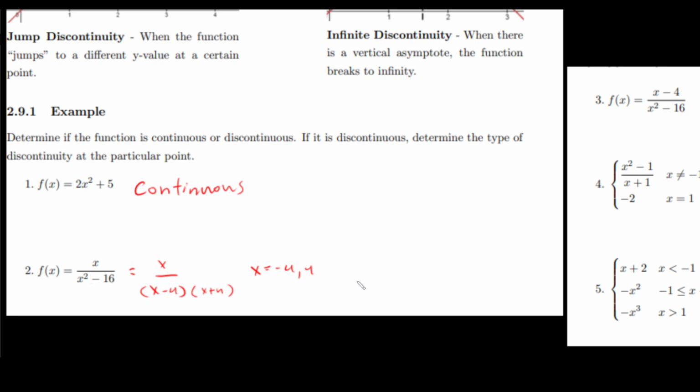So those are our two discontinuities. And how do we figure out which discontinuity it is? Well, because nothing can get canceled out from here, that means it's non-removable because we can't remove anything. So that means it's a non-removable discontinuity. Okay, that makes sense, right?